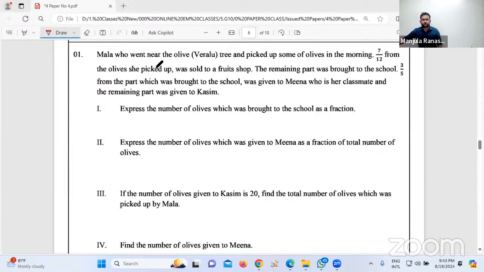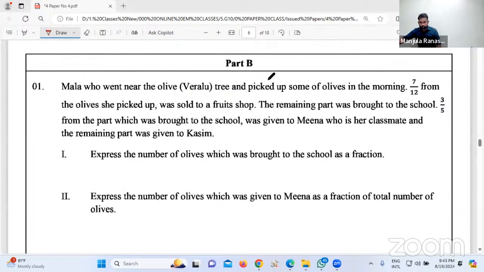Mala went near the olive tree and picked up some olives in the morning. Olive means what, veralu? Olives, as in the countries; here they have written veralu, so think of it as veralu.